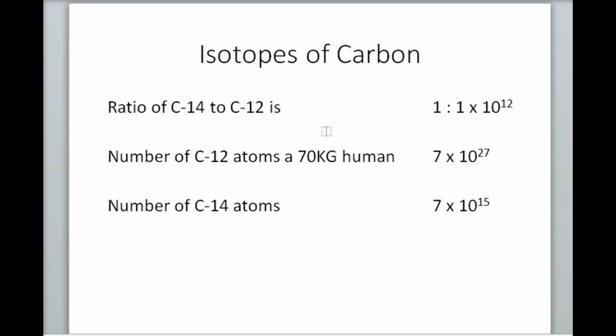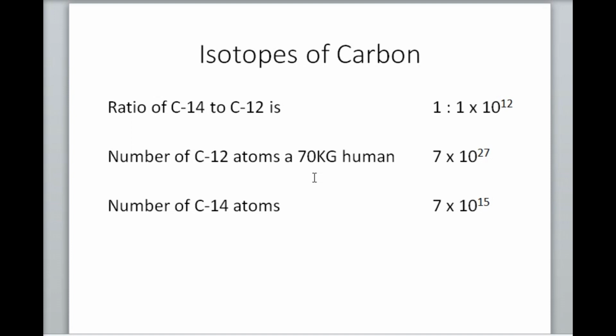Now, if you're 70 kilograms, you've got this many carbon-12 atoms in your body, which is 7 with 27 zeros, so it's a huge number, okay? And then if you divide this by that, you get this number, 7 times 10 to the power of 15. So this is the amount of carbon-14 atoms a 70 kilogram human being will have in their body.